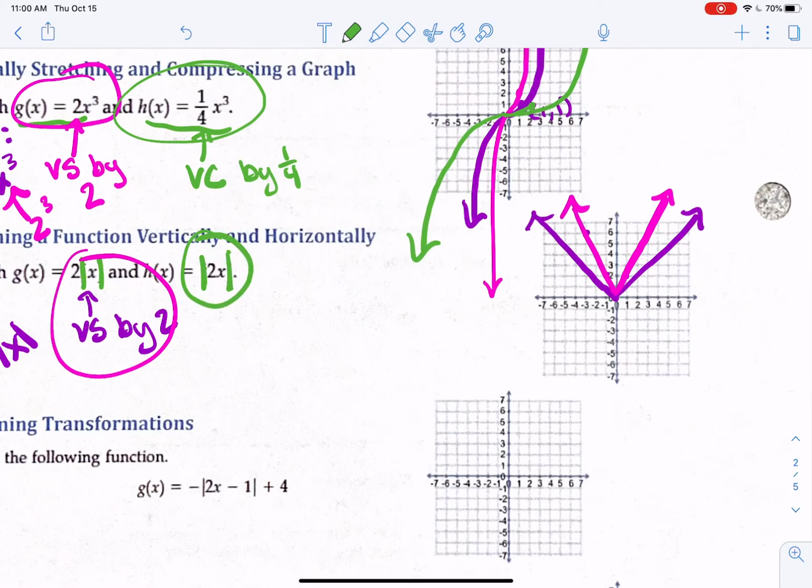Okay, and this one is just a little bit different because that 2 is inside there. This is going to be a horizontal stretch or compression. Now, on your chart, I told you to use the reciprocal. So when that 2 is inside there, we're actually going to be using 1/2. So he is not a horizontal stretch. He is actually a horizontal compression by 1/2. Okay, so I'm compressing him horizontally by a factor of 1/2.